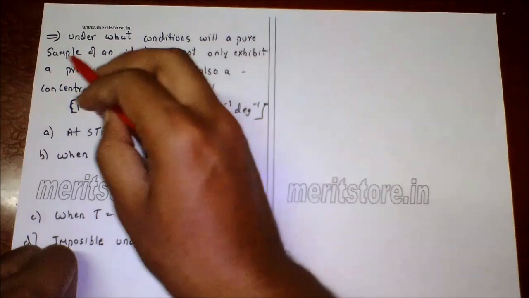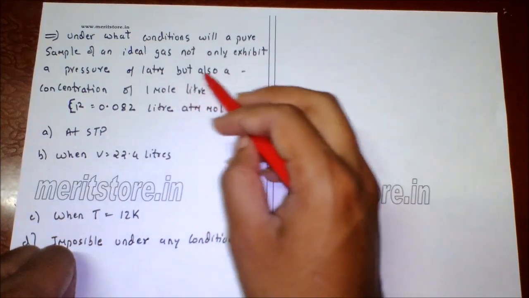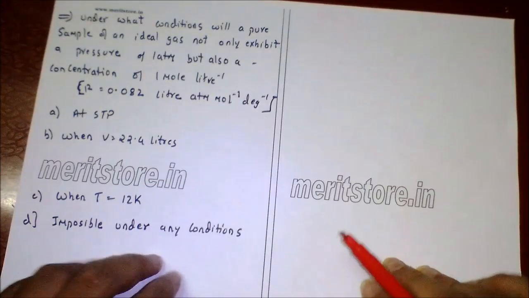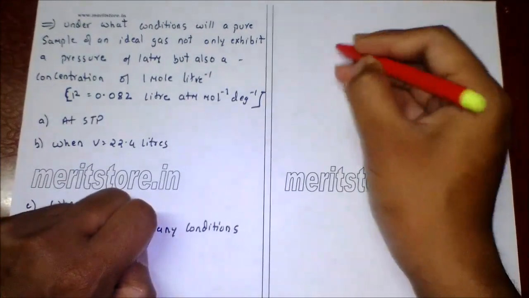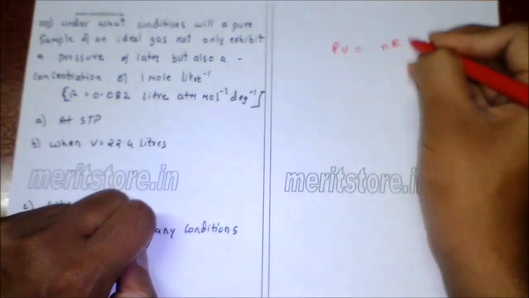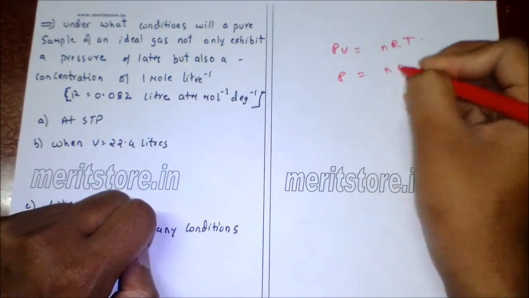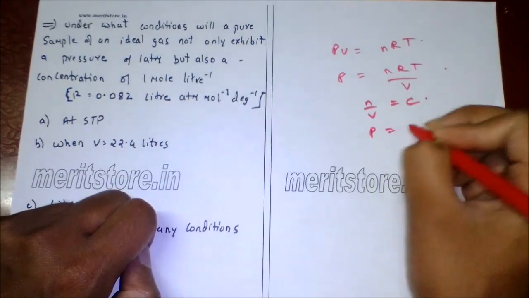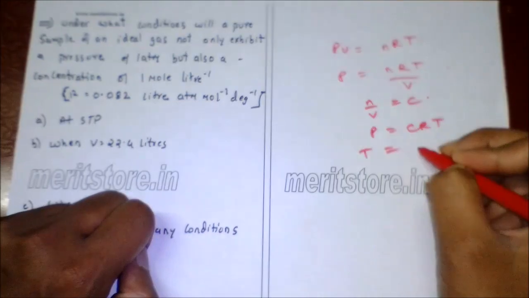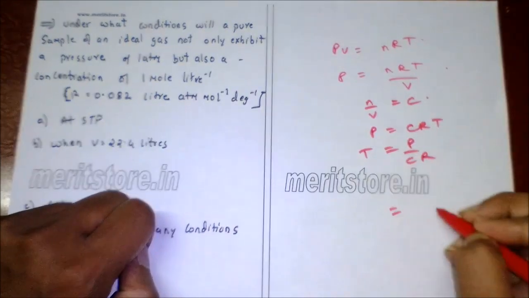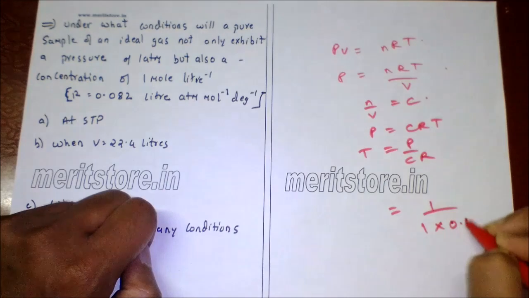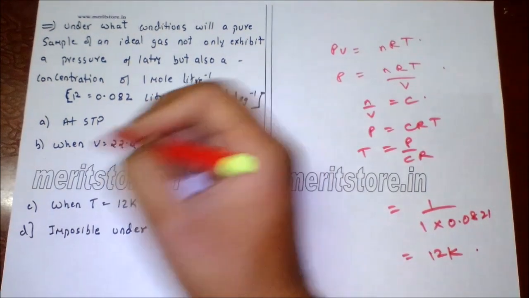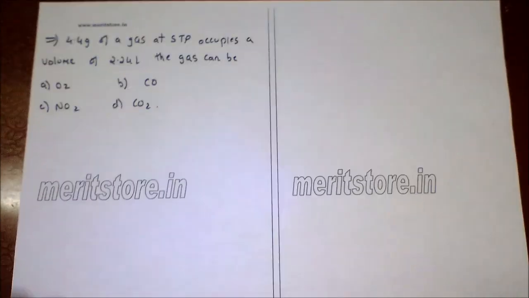Under what condition will a pure sample of ideal gas not only show a pressure of 1 atmosphere but also a concentration of 1 mole per liter? So PV is equal to nRT. Pressure is equal to nRT upon V. n upon V is equal to C, so P is equal to CRT. So T is equal to P upon CR. So 1 upon 1 into 0.0821, which comes out to be 12 Kelvin. So option C is the correct answer.